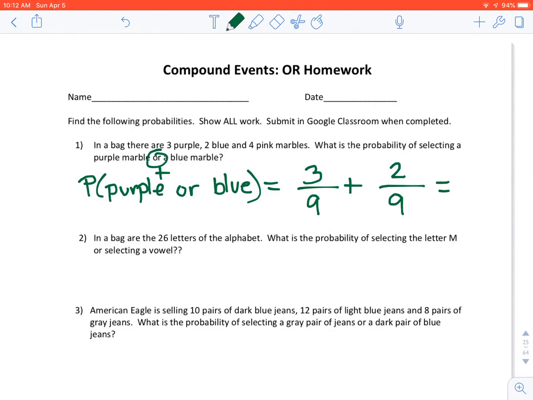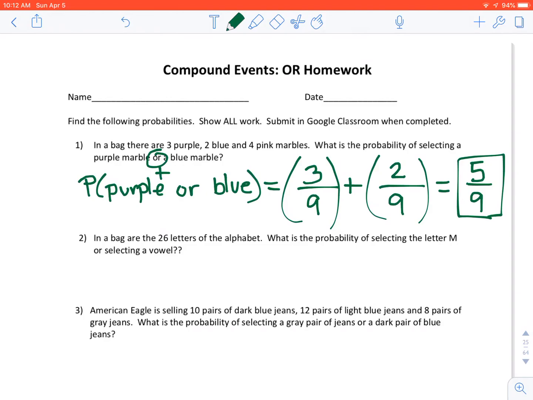Okay, when you go to add these, like I did on the notes, either put them in parentheses in your calculator, press math, enter, enter to reduce, or if you're just doing them in your head, add the numbers on top, leave the denominator alone. So your solution for number 1 is 5/9.